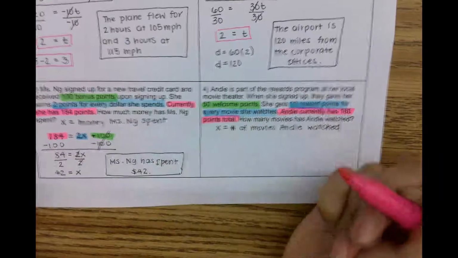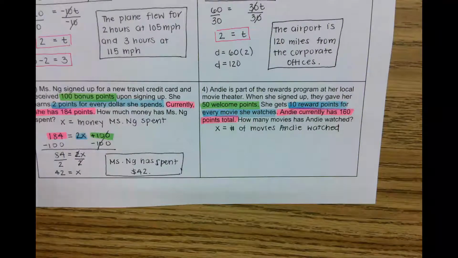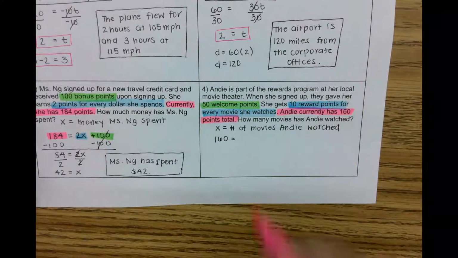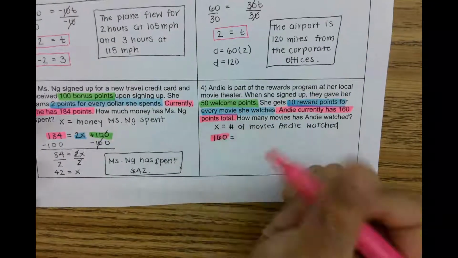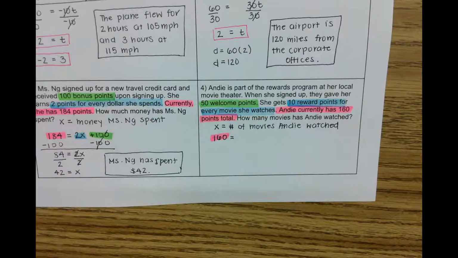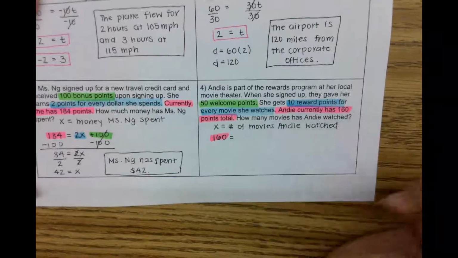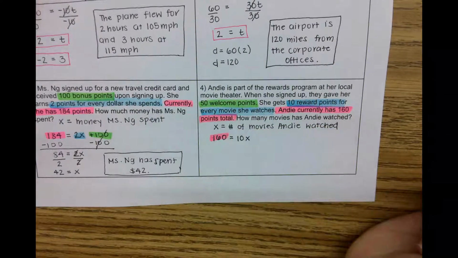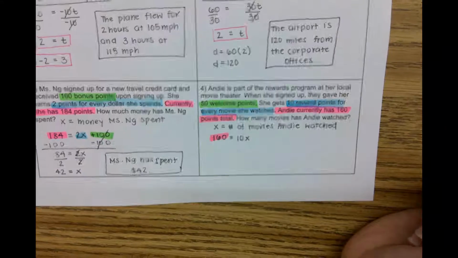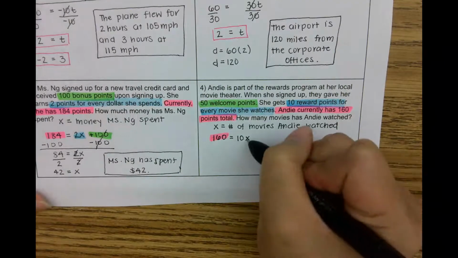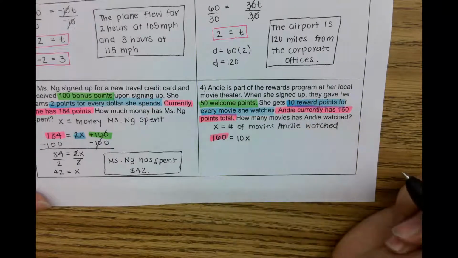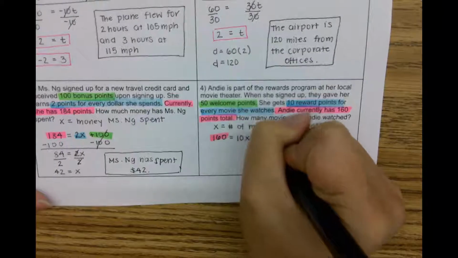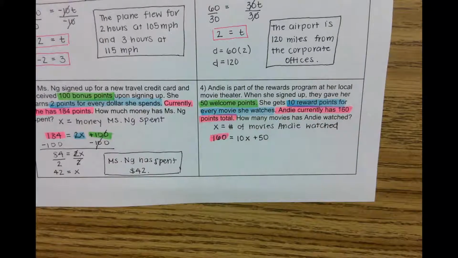All right, so let's break this all down. We know she has 160 points total, so that's what everything adds up to. It's going to add up to 160. So how did she earn points? We know she gets 10 points for every movie she watches. So if we do 10 times the movies she watches, that's how we know how many points she gets from that. If we do 1 movie watched, 10 times 1, 10 points she earned. 2 movies watched, 10 times 2, 20 points she earns. And then we also know that she started off with 50 just for signing up.